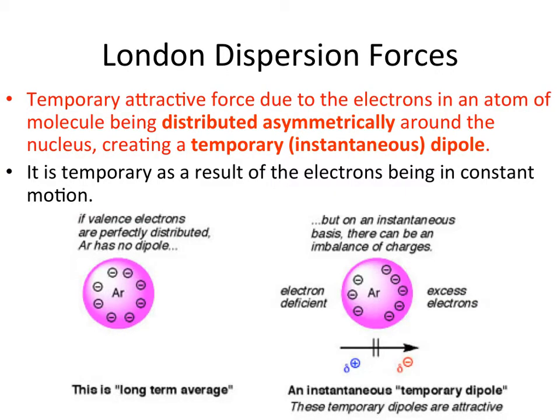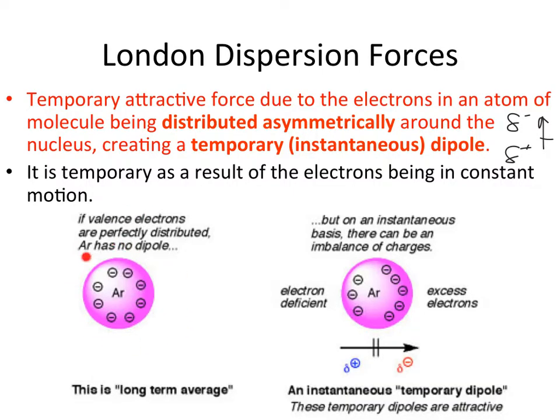So London dispersion forces, these are the weakest forces, and they're a temporary attractive force. And it's all based on the movement of electrons. They create these temporary dipoles. Again, dipole, remember, there's going to be one side that's slightly negative and one side that is slightly positive. The electrons will be more to the negative side. And this is all based on the movement of electrons.